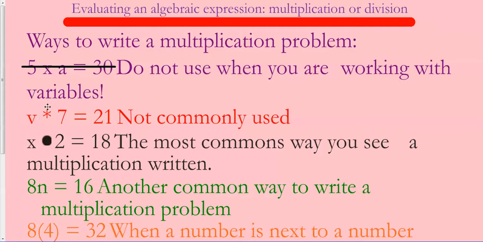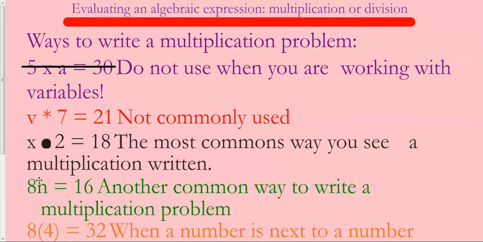An asterisk, which is shift 8 on the keyboard, or just a couple of wavy lines coming on down. That's one way. Another way is a dot. Okay, this is probably the most commonly used one.